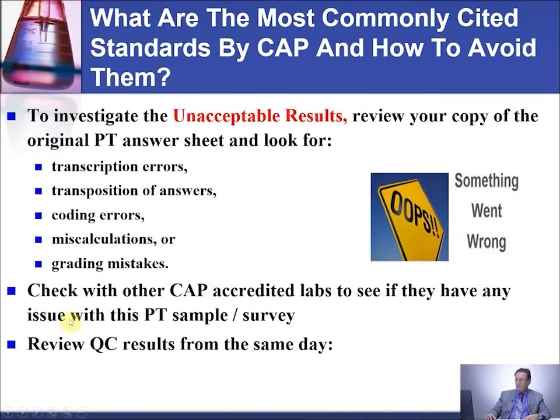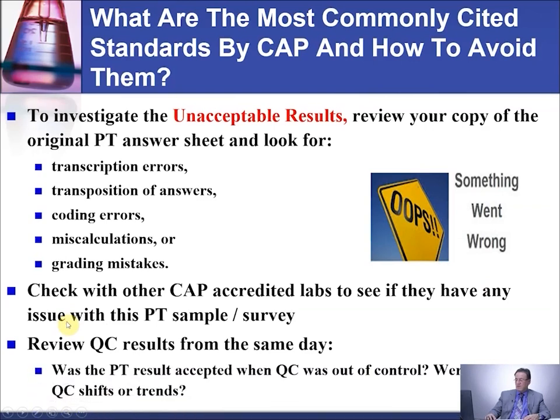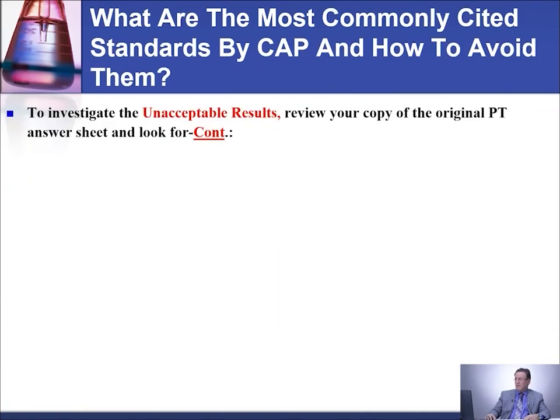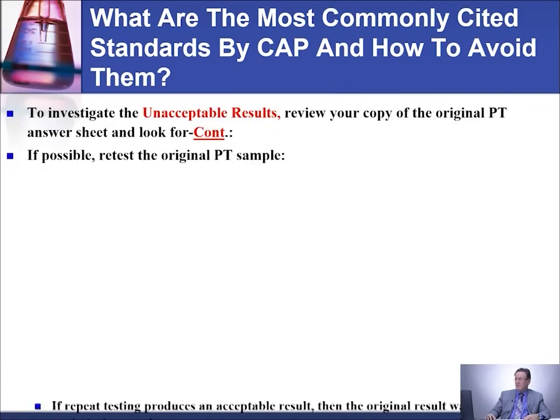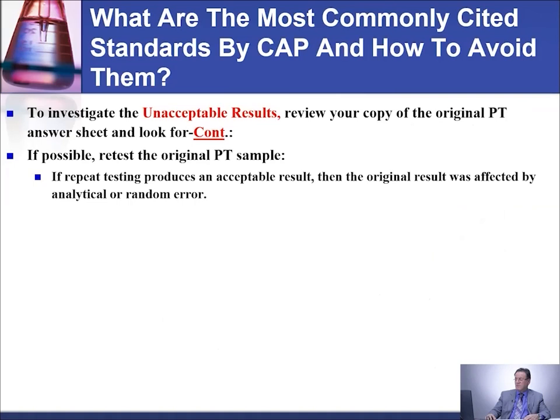If you find no issues there, then review QC result from the same day. Was the PT result accepted when the QC was out of control? Were there any QC shifts or trends? Or was the QC maybe not done? Maybe they did not do the QC on that day when they did the PT. And believe me, it happens. I've seen it. Next, if possible, retest the original PT sample.